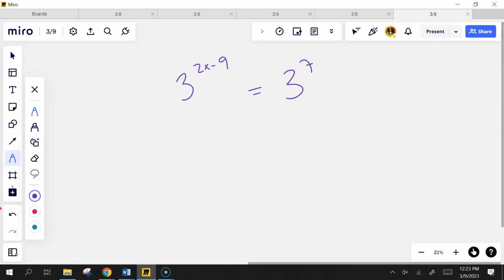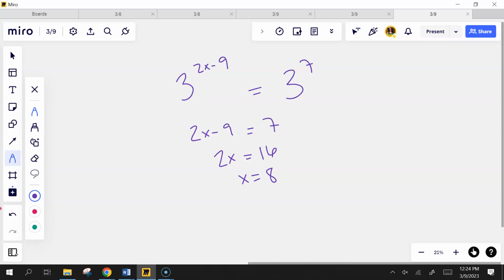Then I can just drop the bases and set the exponents equal, right? We all agree on that? Okay, so 2x minus 9 would equal 7, and I hope you guys can do that in your sleep. Did you say 6? 8.